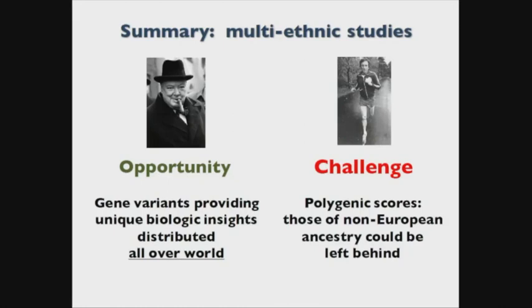Okay, so multi-ethnic studies and specifically focusing on genetics, the opportunity is that gene variants providing unique biologic insights are distributed all over the world, and we really do need to look at the full range of diversity, genetic diversity, to get at unique biologic insights. And then the challenge is the way the setup is right now, the polygenic scores are really going to be best constructed in individuals of European ancestry, and I worry that those of non-European ancestry could be left behind, and that's a situation we need to rectify.